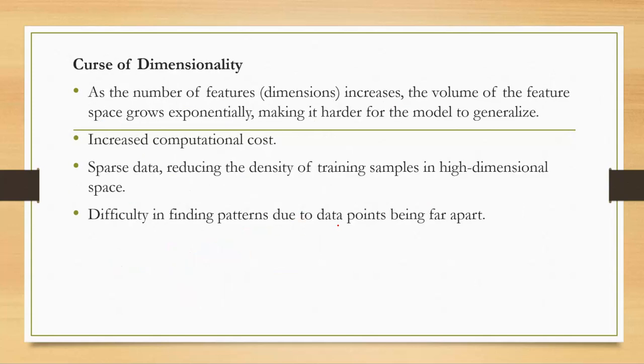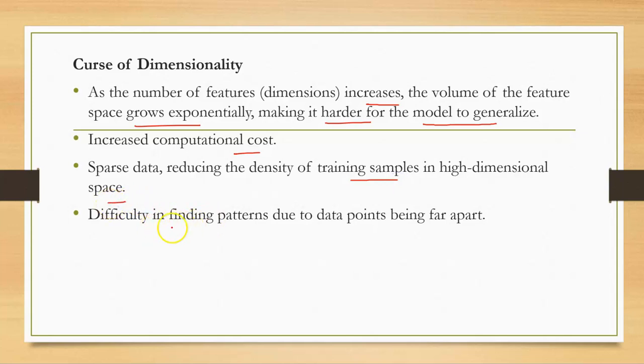And the third term we are going to see today is the curse of dimensionality. That is directly related to overfitting. As the number of features or the characteristics or feature vector increases, the volume of the feature space grows. That is, a large amount of data will be there and it will be very hard to make a general model. It will be very hard for the model to generalize. So it increases the computational cost and it can reduce the density of training samples in the high dimensional space.